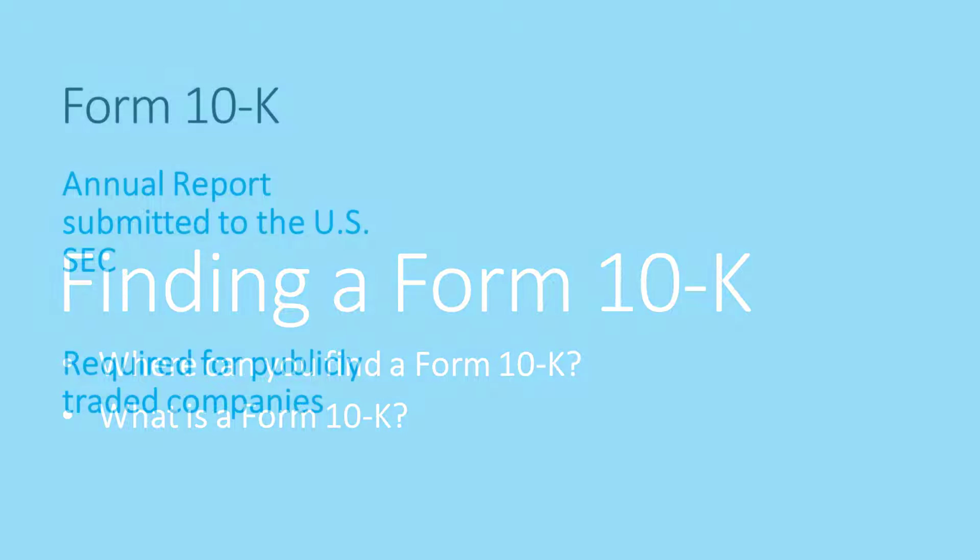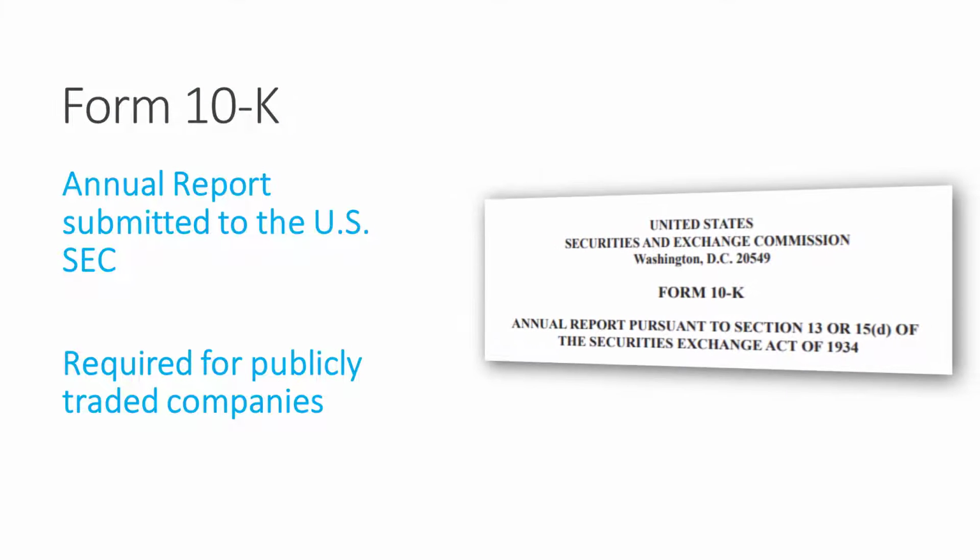A Form 10K, or 10K for short, is part of a publicly traded company's required disclosure of information to the U.S. Securities and Exchange Commission. The 10K is filed on an annual basis. The 10K differs from other annual reports a company may release, as specific pieces of information are required by the SEC to be included in these forms.